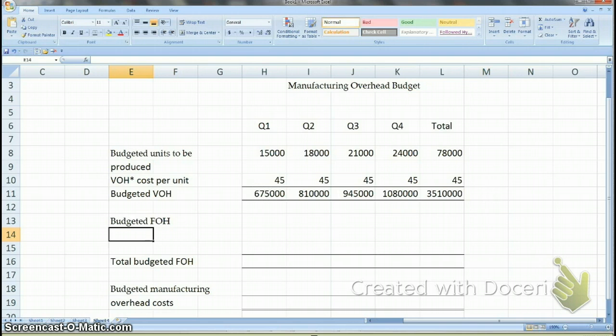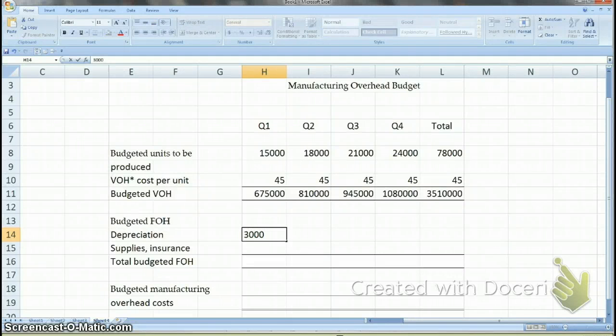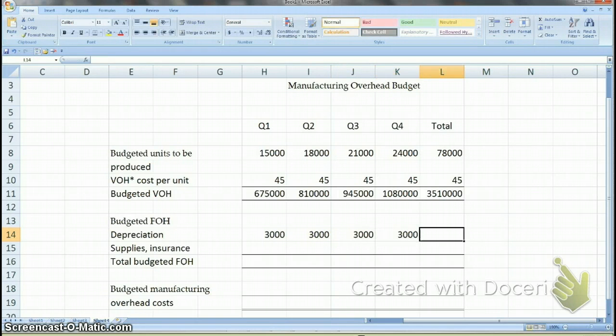Once you get your budgeted variable overhead, you're going to next calculate your budgeted fixed overhead. There were two items that they had given you. The first item was depreciation. Depreciation does not vary with changes in volume. The next thing was supplies and insurance. Those also don't vary with changes in volume. However, they anticipated different amounts being incurred during the different quarters.